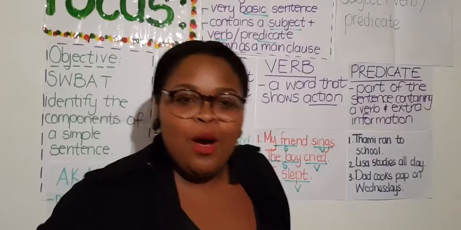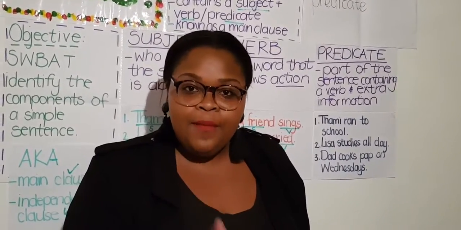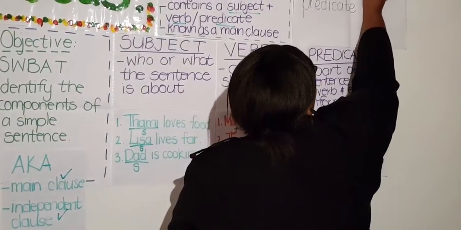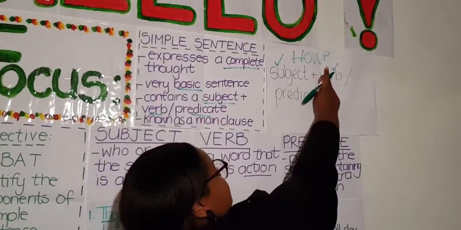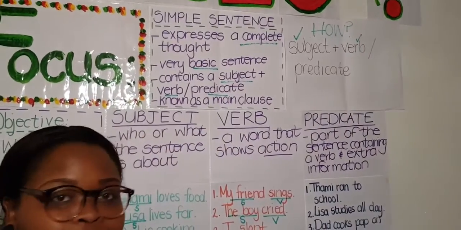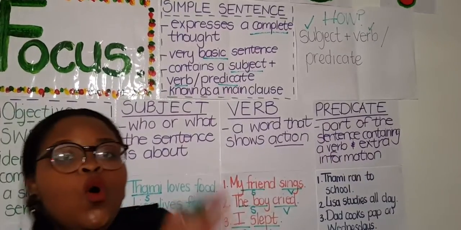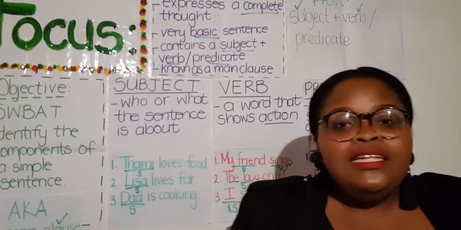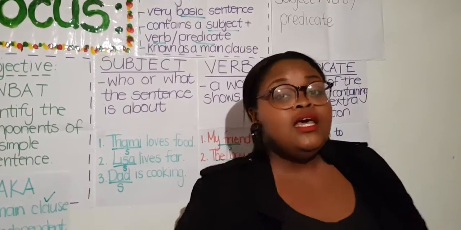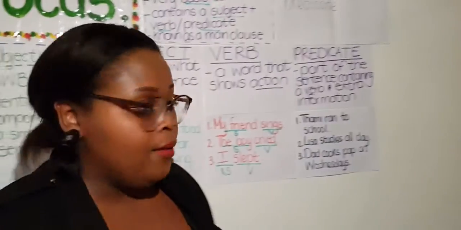Now we move on to our predicate. A sentence also has a predicate, okay? I will explain a predicate after I tick off verb. So we know that how do you form a simple sentence? You have your subject, your verb, or your predicate. Now what is a predicate? A predicate is part of the sentence containing the verb plus all the extra information. Sentences also have extra information, and that extra information can be considered our predicate. We will go through examples so you understand what I am saying.